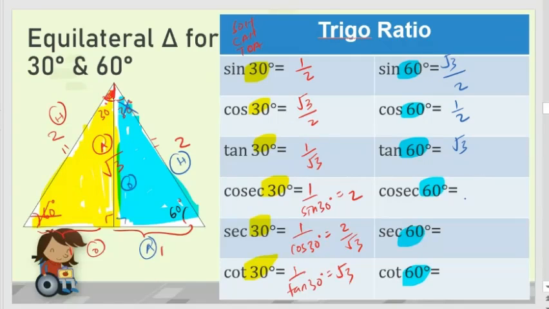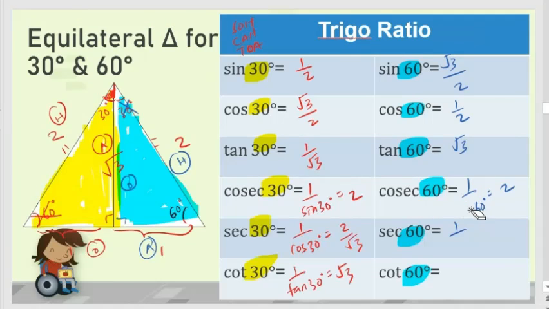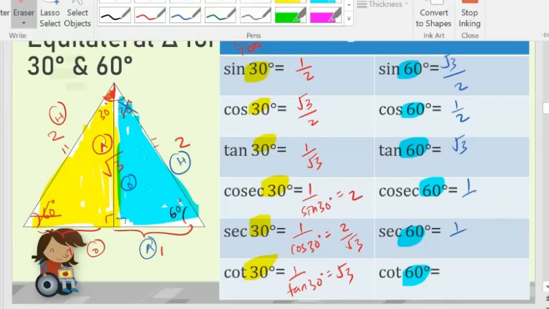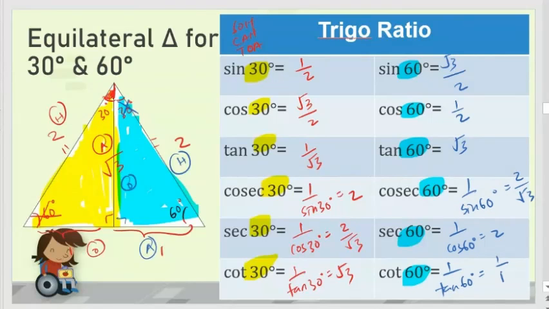Then cosec is 1 over sine. Sorry, wrong one. 1 over sine 60 degrees is 2 over square root 3. Then 1 over cos 60 degrees is 2. Then 1 over tangent 60 is equal to 1 over square root 3.